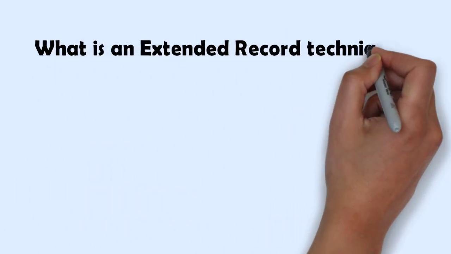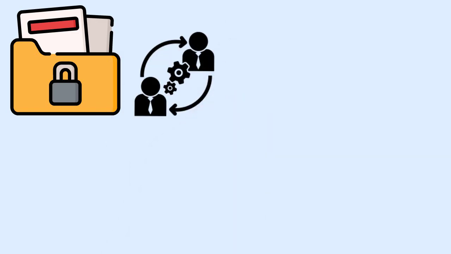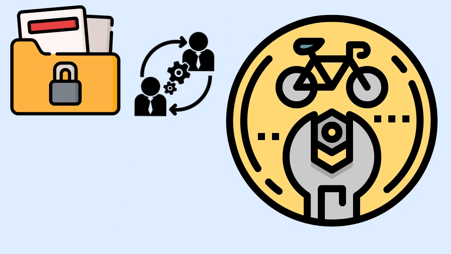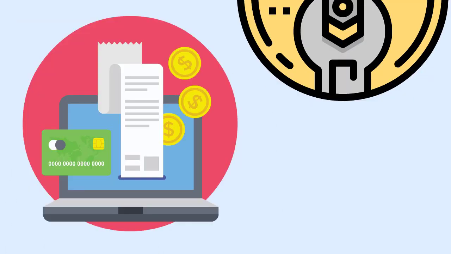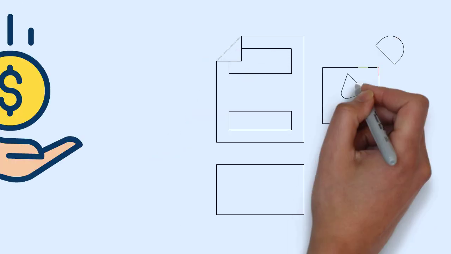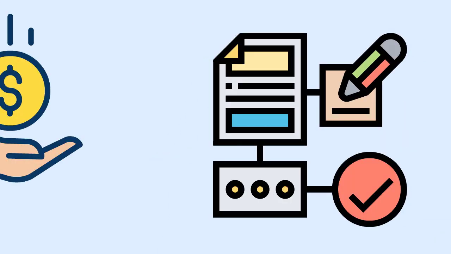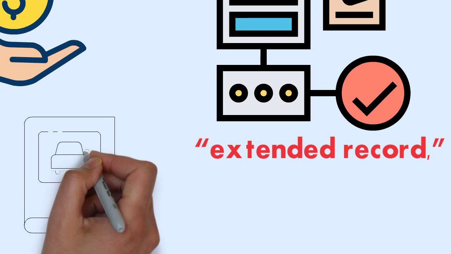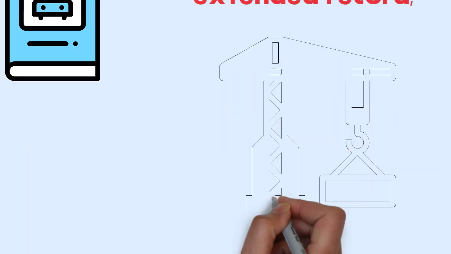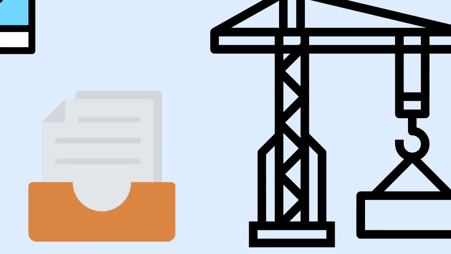What is an extended record technique? Extended records refer to the technique of modifying a program to tag specific transactions and then saving all of the processing steps in an extended record, which permits an audit trail to be reconstructed from one file to those transactions.